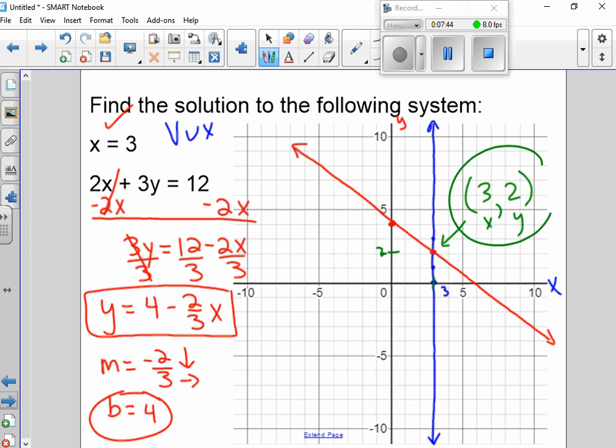Again, if you wanted to check yourself, plug in the 3 and the 2. In this case, it's very easy. x is 3, 3 equals 3, check. Plug in the 2 and the 3, or 3 and the 2, in the second equation, and it should equal 12 on the left side, just like the right side.